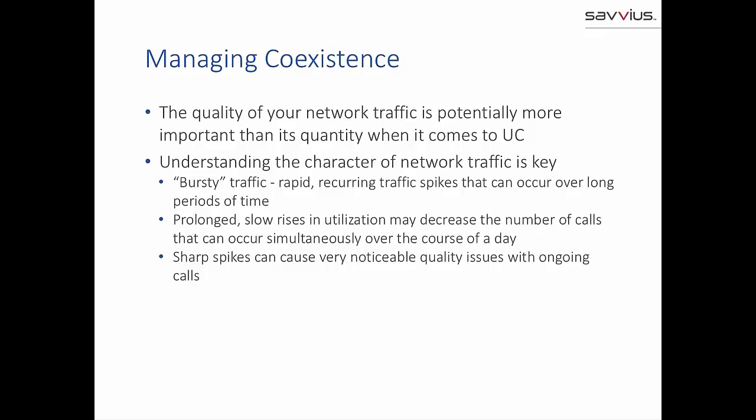We tend to think of quantity a lot of times from a network perspective, 1 gigabit per second bandwidth, 10 gigabit per second bandwidth, but it's really the quality that matters much more. And understanding the characteristics of your network traffic is very important. Do you have bursty traffic, big spikes? That's definitely going to impact your VoIP. Or is it more prolonged, slow rises in utilization where your VoIP is able to address and adapt to that?